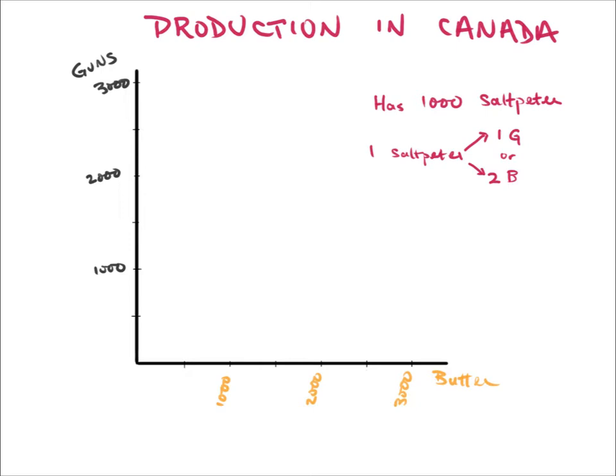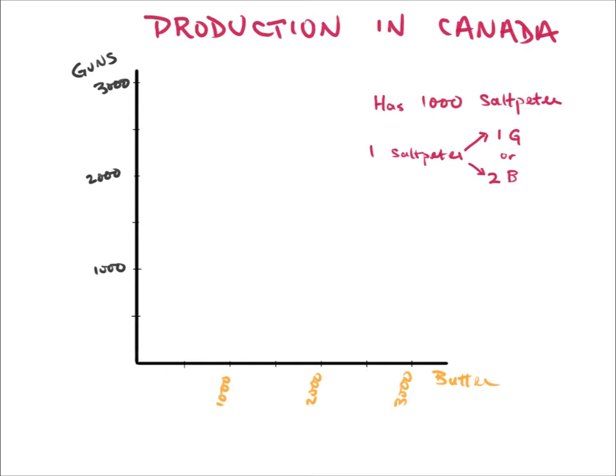Okay, production in Canada. Canada is going to be a little bit different. Canada also has 1,000 saltpeter, but I'm going to make something a little bit different. In Canada, each factory can convert 1 ton of saltpeter into 1 case of guns, or the farmers can convert 1 ton of saltpeter into 2 butters. Again, production is a little bit different in Canada. Specifically, a ton of saltpeter could produce more guns in the US than in Canada.